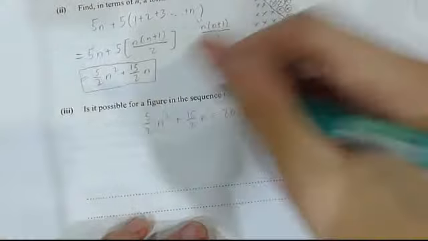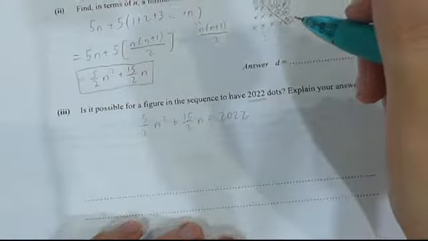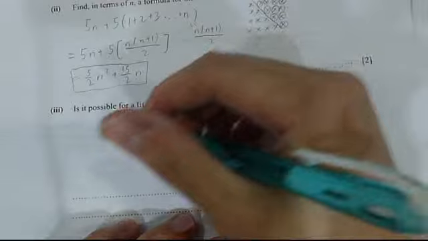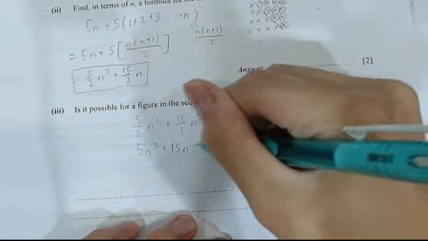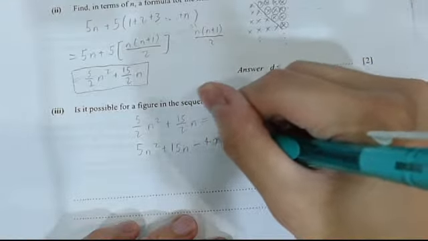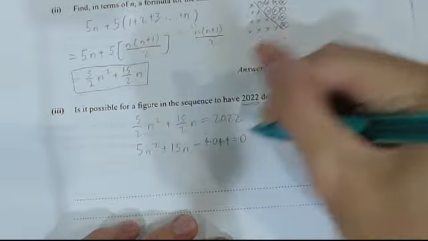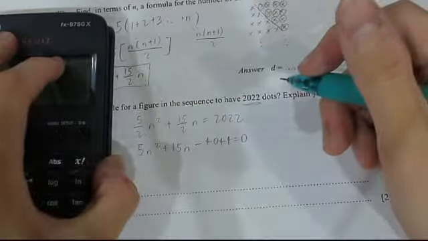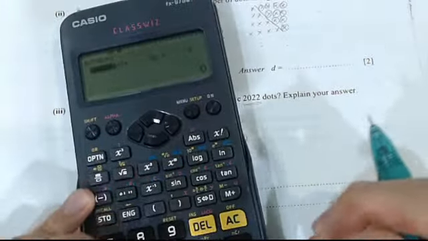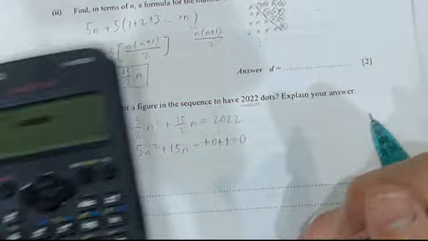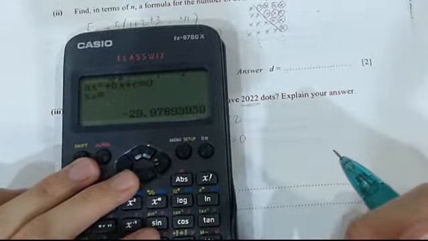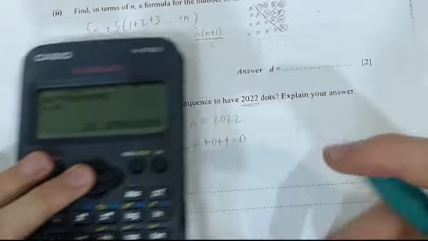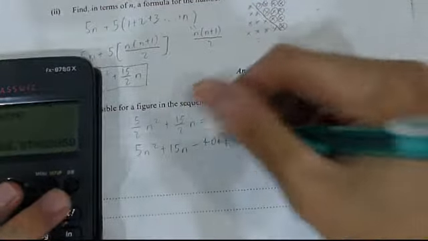Okay, so you can just multiply by 2, subtract on both sides. Same thing, a number is a number, bro. Get 5n squared plus 15n minus 4044 equals 0. Yeah, we can just plug that in. 5n squared plus 15n minus 4044. No whole number solutions. Okay.